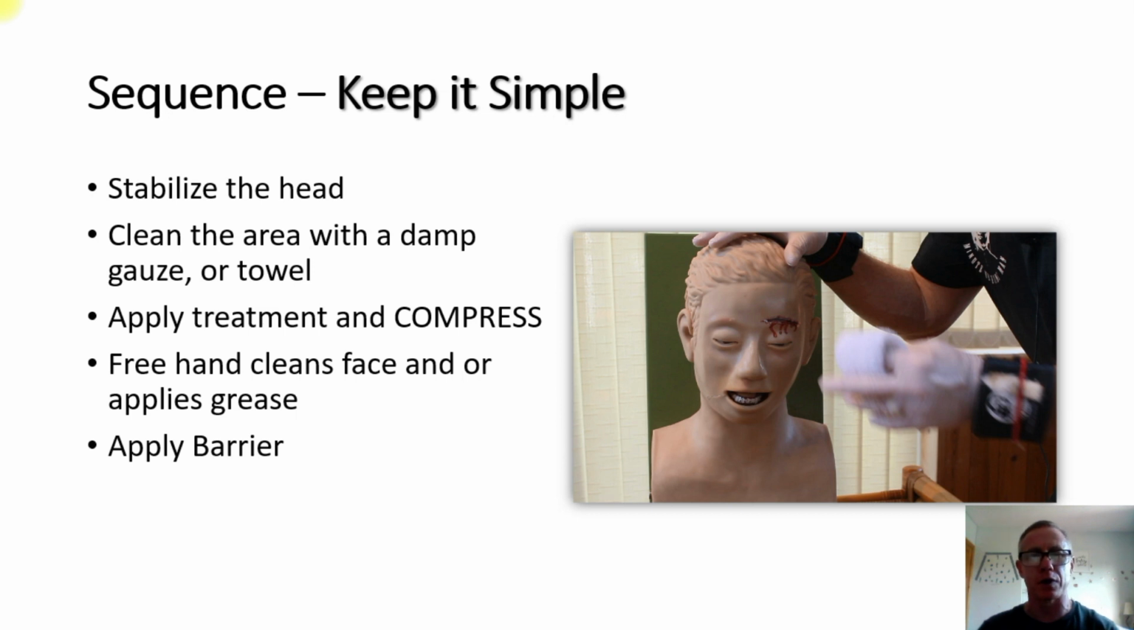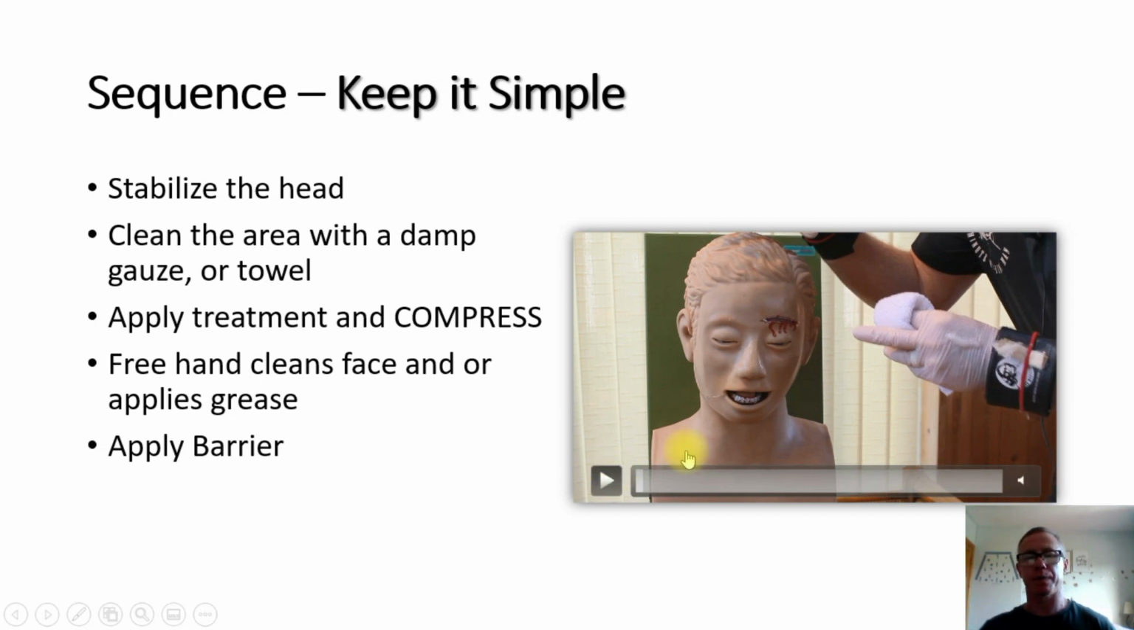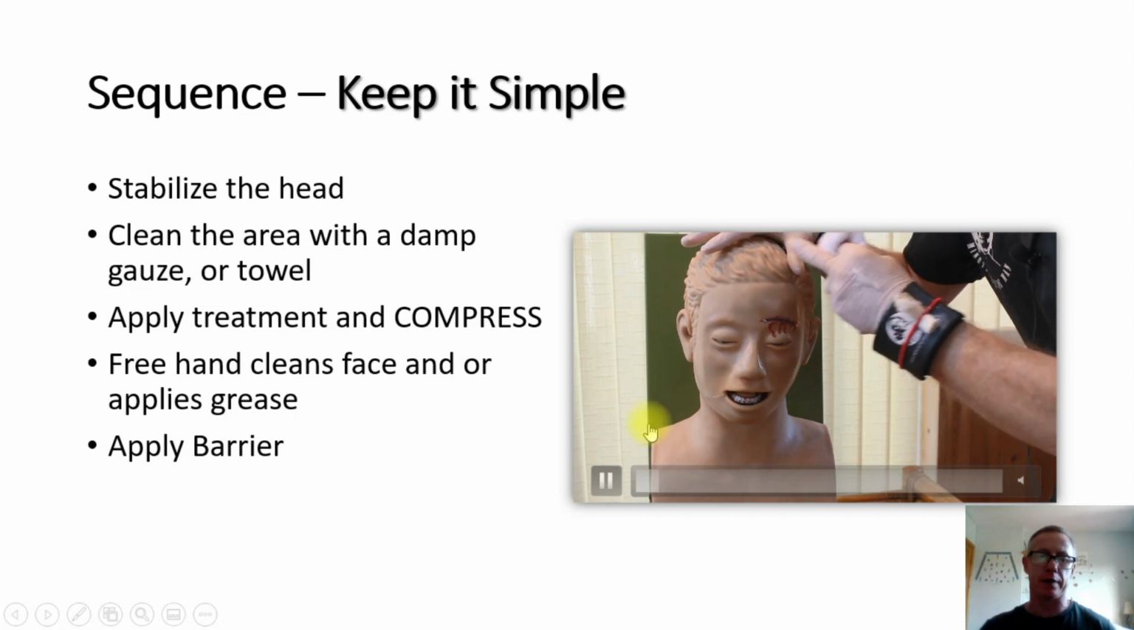So the only thing that would change is the location of the injury and how you position yourself on the side of that injury. That's the only thing that would change, but the sequence should always stay the same. Okay, always. So we'll just run through this really slowly. One of the key components is being able to stabilize the head of the athlete.